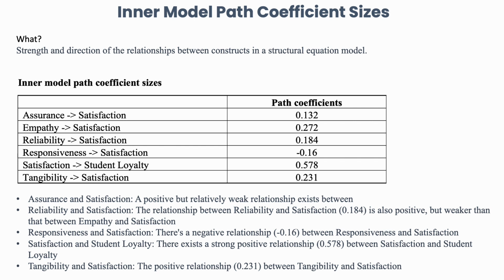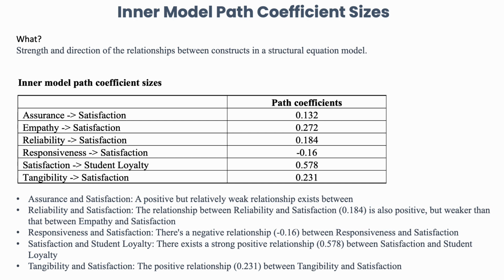The path coefficient between reliability and satisfaction is 0.814. This shows a positive relationship, but weaker than the one between empathy and satisfaction. This suggests that a higher perception of reliability in a service contributes to a moderate increase in customer satisfaction. The path coefficient between responsiveness and satisfaction is negative 0.16, indicating a negative relationship. This suggests that when a customer perceives higher responsiveness in service, it has a small negative impact on their satisfaction.